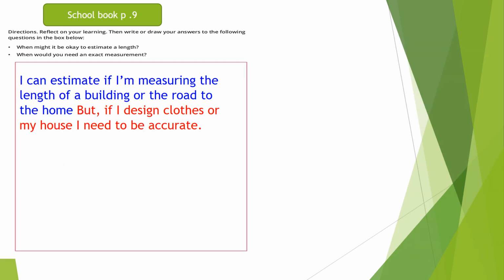When might it be okay to estimate a length? We don't have any problem to estimate a length when I am measuring the length of a building or a road to home. It's not a must to measure exactly. But when would you need an exact measurement? I need the exact measurement if I design clothes or my house. I need to be accurate.